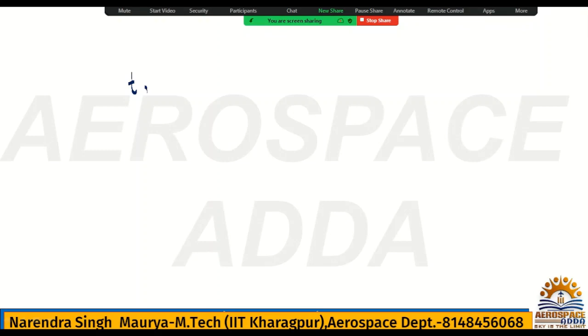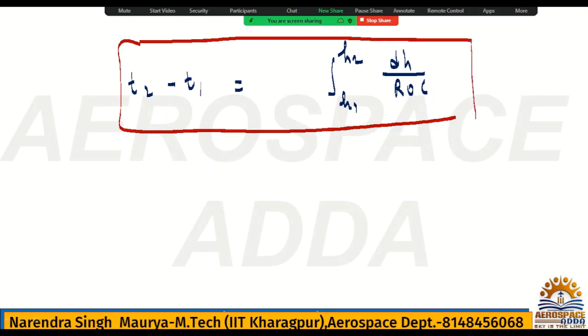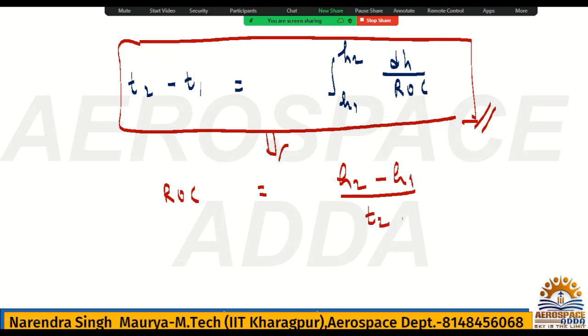So here you can write T2 minus T1 is equal to the integral from H1 to H2 of dH by VC. Okay, so you just keep it in the box. Altitude they will give to you, you just solve it. They will give that data, don't worry. What is the ROC? It is nothing but H2 minus H1 divided by T1, which is nothing but rate of climb. So you may get it in this way also. dH you can integrate, and that value, whatever is required, you can calculate. All right, so this is the one part.